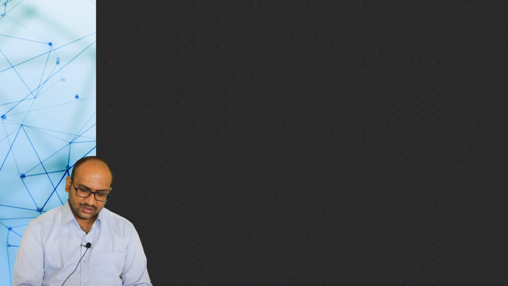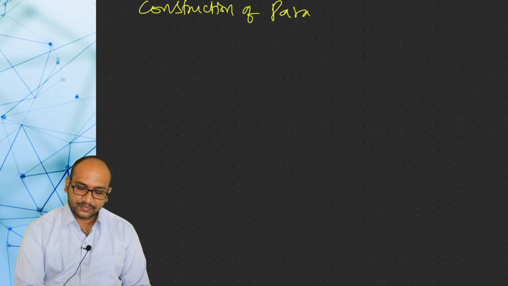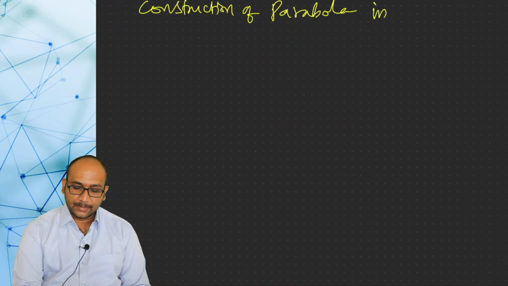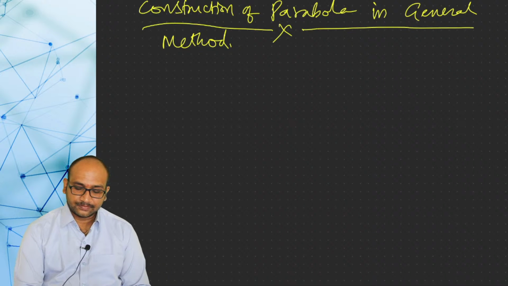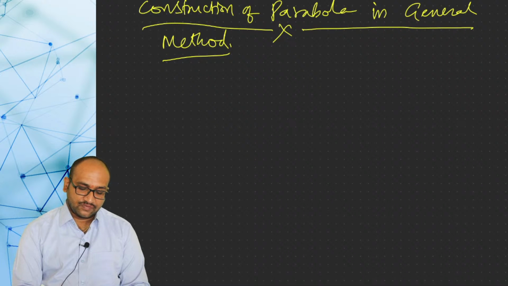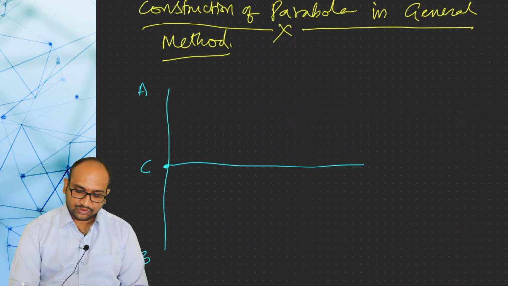Next one. Construction of a parabola by the general method. So before the construction of the parabola, first the nomenclature. First draw line AB. This line is known as the directrix. Now select a point on AB and name it C. At C, you draw a perpendicular line and you name this line CD, and CD is known as the axis, and you select a point on CD and name it F. F is the focus, and this one is the vertex.